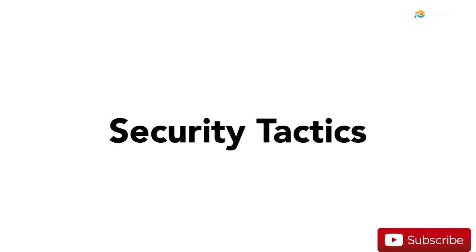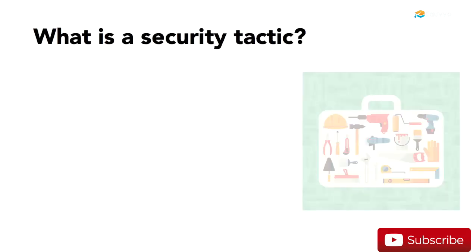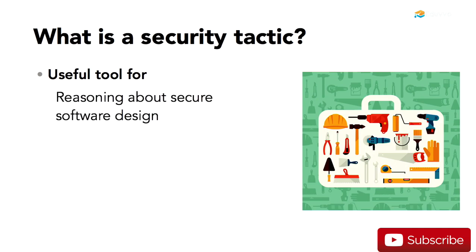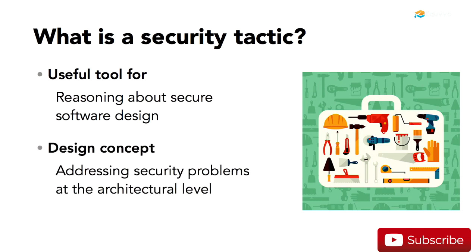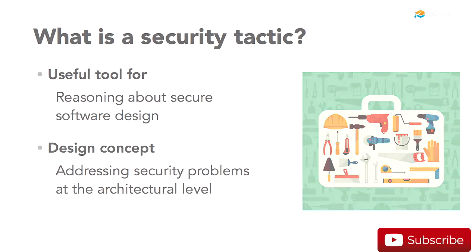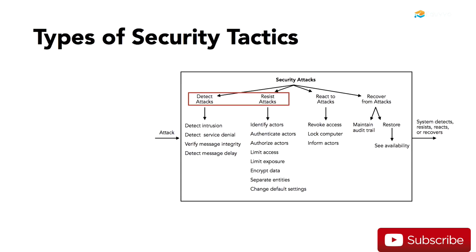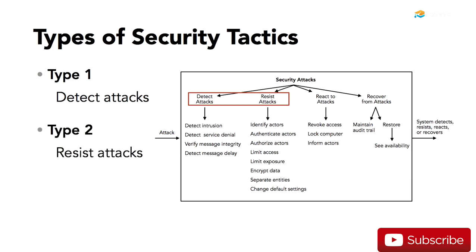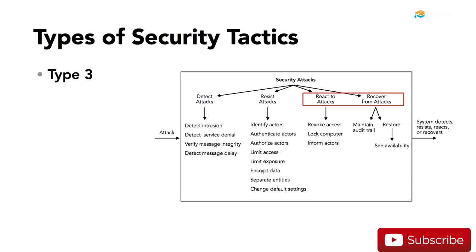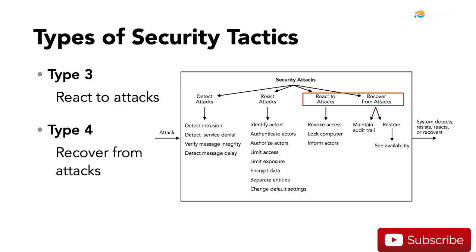We know secure design is important, but how do we go about secure design in reality? Security tactics are a useful tool that can help you immediately start reasoning about secure software design. A security tactic is a design concept that addresses a security problem at the architectural design level. There are four main categories of security tactics. The first class of tactics help detect attacks. The second type of tactics are used to resist attacks. The third category of tactics react to attacks. There are also tactics that help recover from attacks.